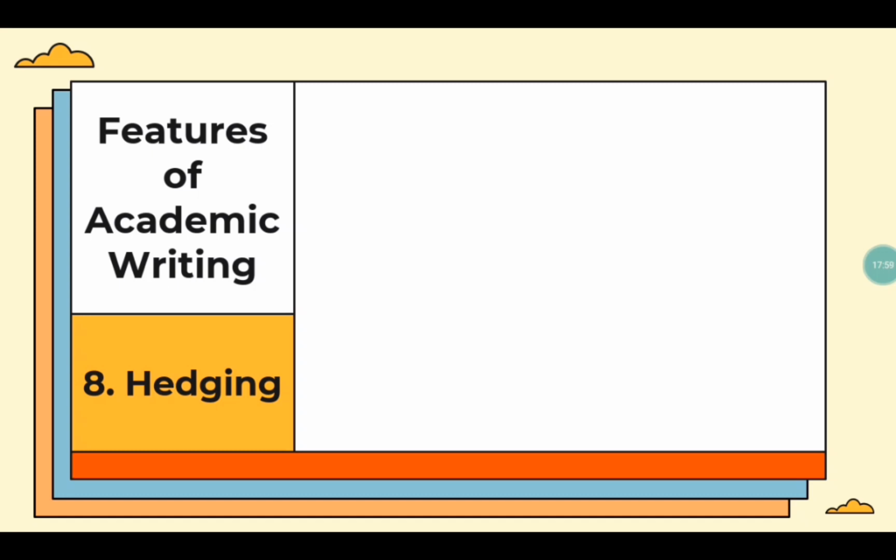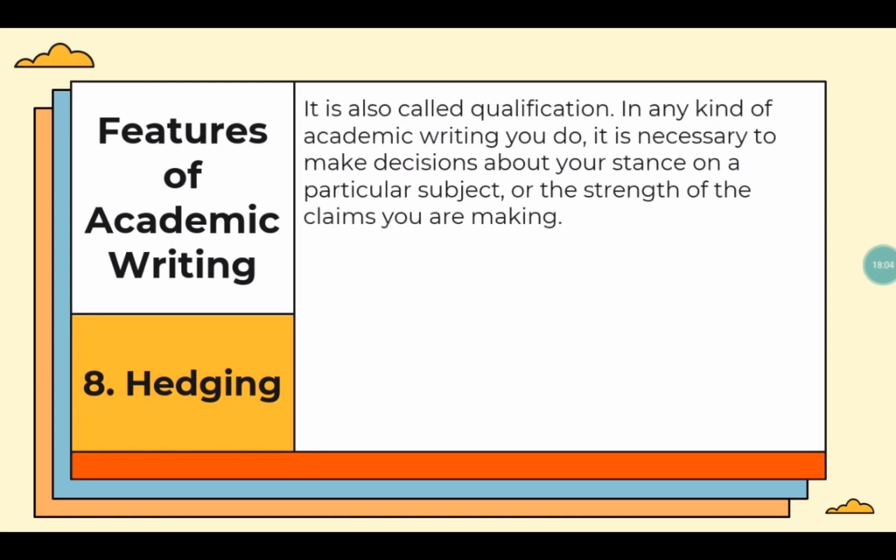Academic writing also uses hedging. It is also called qualification. In any kind of academic writing you do, it is necessary to make decisions about your stance on a particular subject or the strength of the claim that you are making. Different subjects prefer to do this in different ways. A technique common in certain kinds of academic writing is known as a hedge.